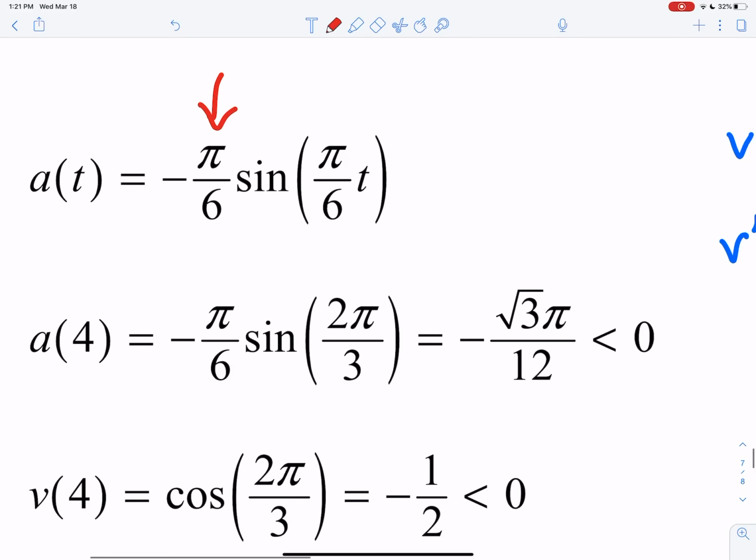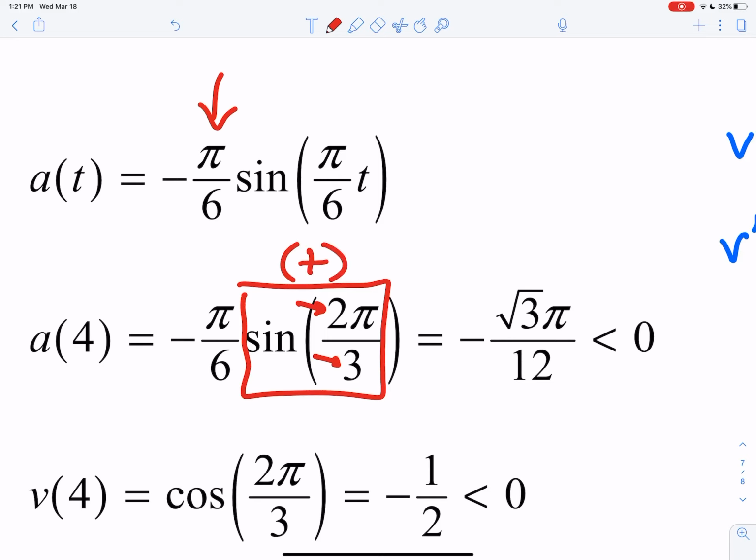Okay? Now, you do have to know a little bit about it. Sine of 2 pi over 3. 2 pi over 3 is in the second quadrant. Okay? I know that because 2 is less than 3, and that was kind of the rule for the angles in quadrant 2. Now, I know that sine in quadrant 2 always comes out positive. You don't have to know what the actual value is, but you do have to know what the sign is.